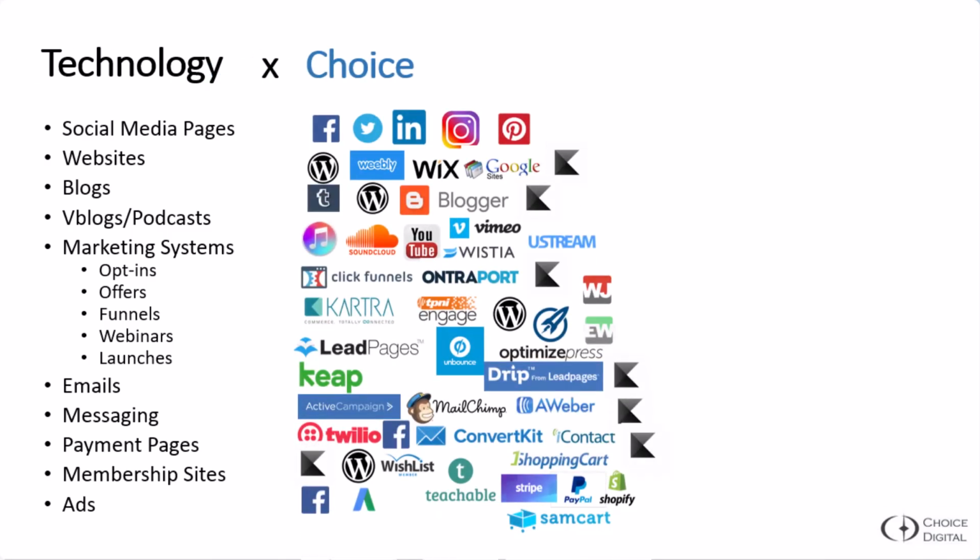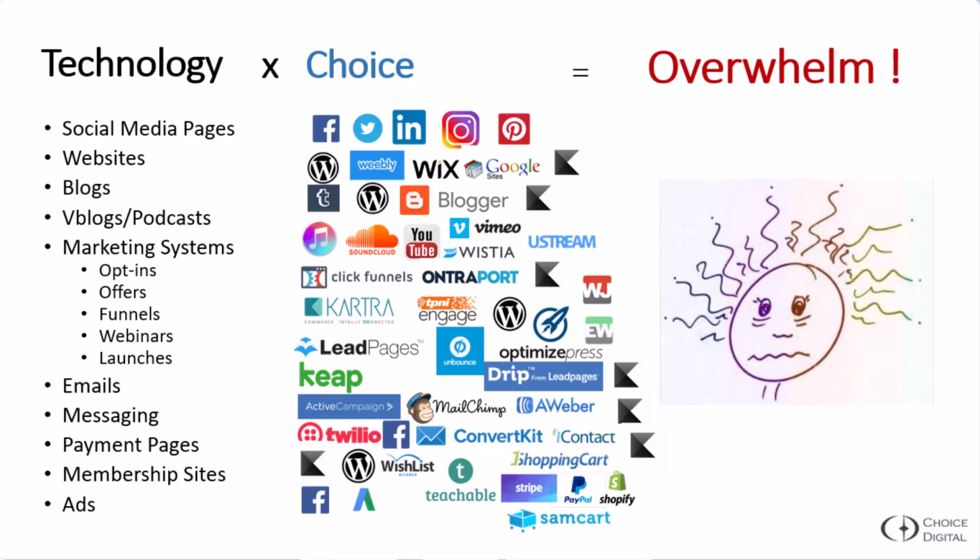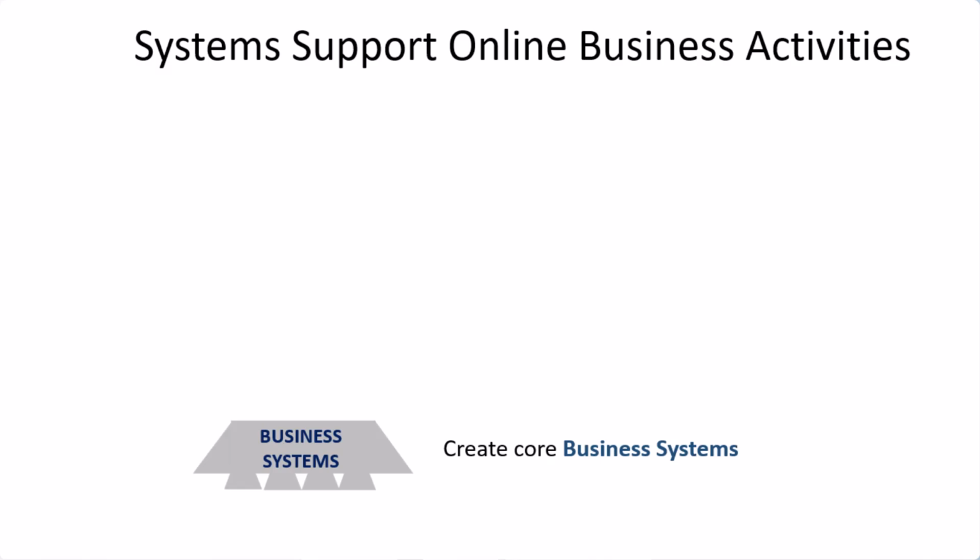And for every one of those things, there are multiple choices: multiple tools for building websites, multiple tools for building blogs, multiple tools for doing online marketing, multiple tools for email automation, multiple tools for taking payments, multiple tools for membership sites. Pretty soon, it starts to feel pretty overwhelming. So let's talk about the systems that you need.